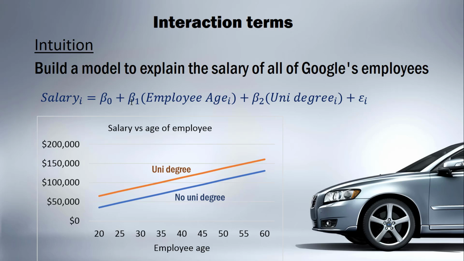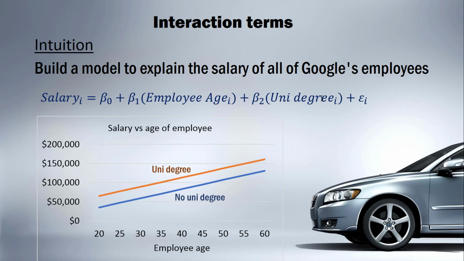And this beta 1 coefficient would represent the marginal effect of an increasing age on the employee's salary. So here's our salary on the left-hand side and the employee's age on the bottom. No surprise, we'd be expecting an increasing trend.